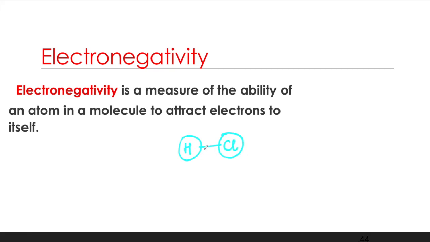Now, these bonds can involve the sharing of valence electrons, and not all atoms in a compound will share electrons equally. So, knowing how strongly each atom will attract the electrons present in the bond helps explain the physical and chemical properties of the compound.